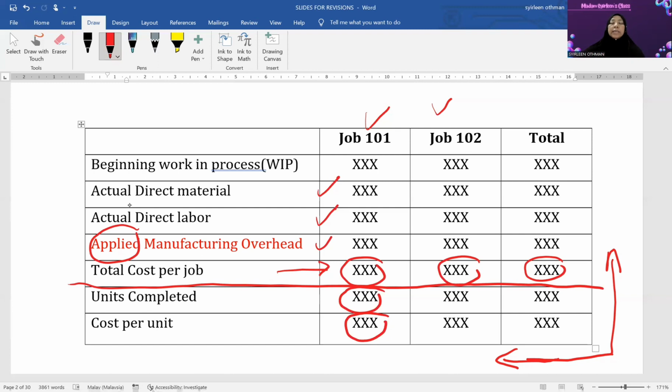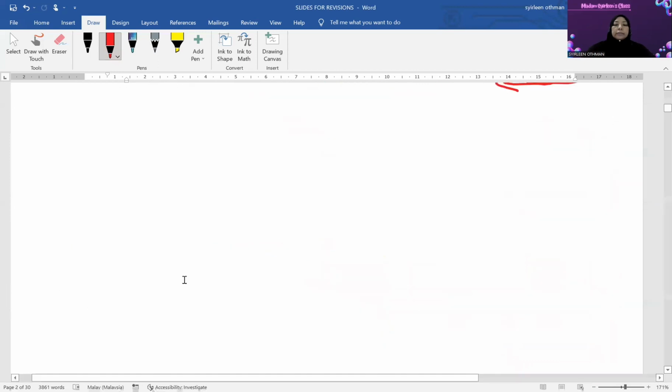But we understand we are using normal costing. So at this point, we cannot yet calculate the actual manufacturing overhead. So the manufacturing overhead that is used in this table for the time being is your applied manufacturing overhead. Okay, so you'll get this total, and this total will be added into the journal entry as required in the question.